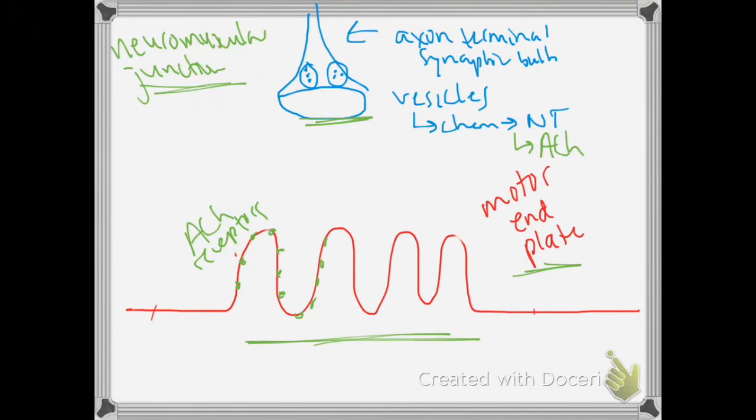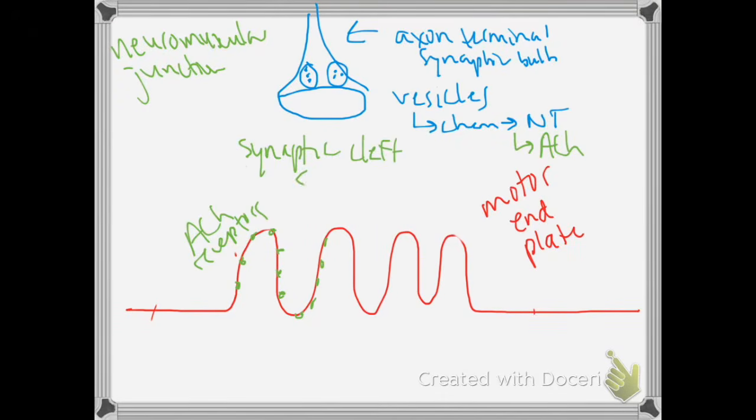neuromuscular junction. We have this space in between our neuron and our muscle, and this is called a cleft or a synaptic cleft, because a space can also be called a synapse. So you should be familiar with all these words: synaptic cleft, synapse, or just cleft.